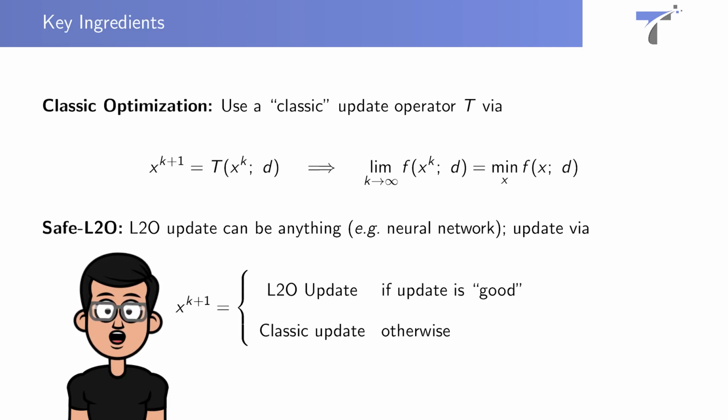Consider minimizing a function where v is its data, x is what we have to decide. Most classic optimization algorithms are a fixed point iteration, generating a sequence xk that asymptotically minimizes f. L2O, or learning to optimize, updates can be anything, for example, a trained neural network. We introduced the safe L2O scheme, which uses a condition to determine whether to take the L2O update or to fall back to the classic update at each iteration.